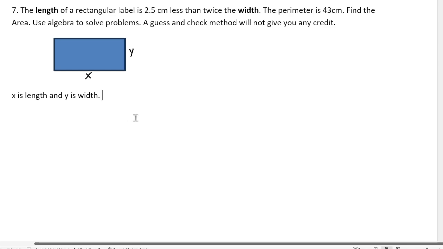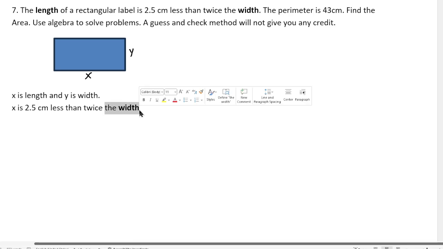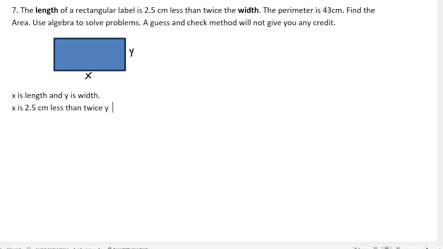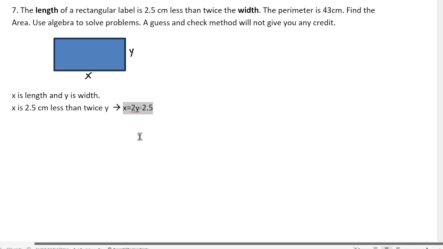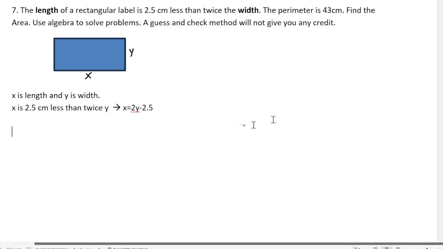And now let's apply it over here. So this first sentence is like, since length is x, this first part would be x. And then since width is y, the second part will be y. And that means x equals twice of y is 2y minus 2.5. That's what we get, okay? All right, so that was a bit tough, but it's doable if you try to think in examples.